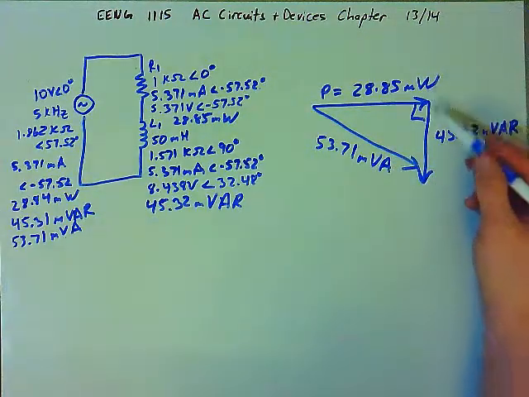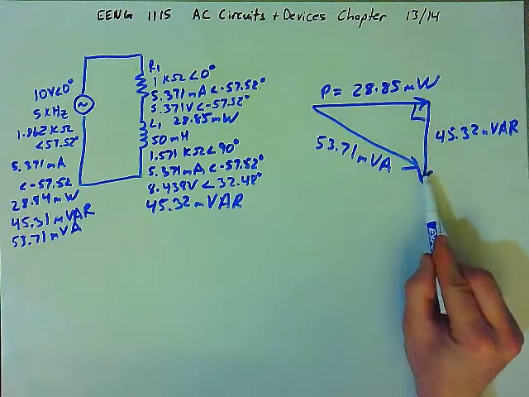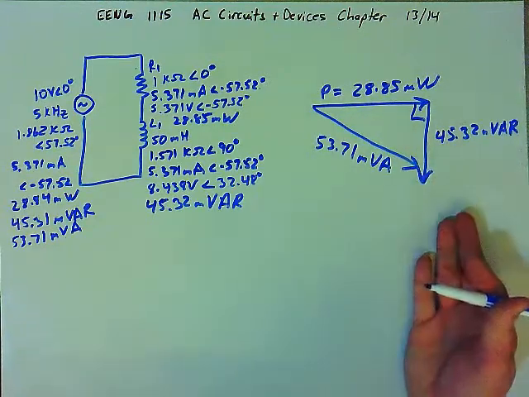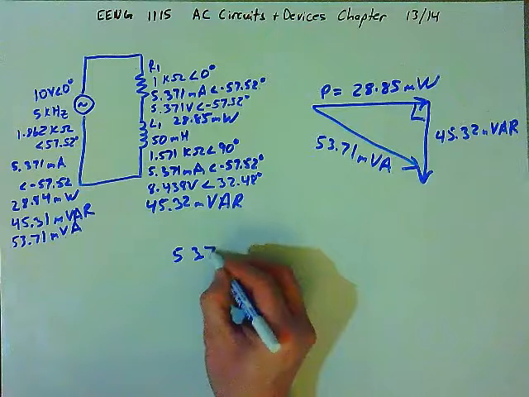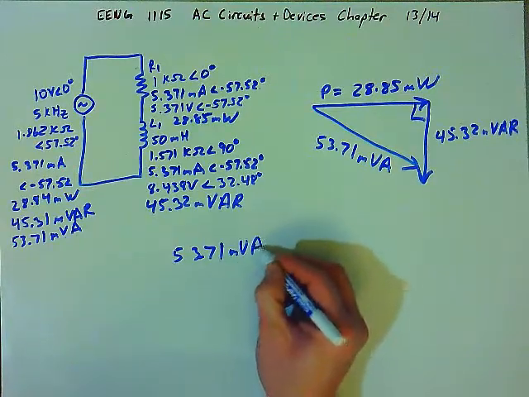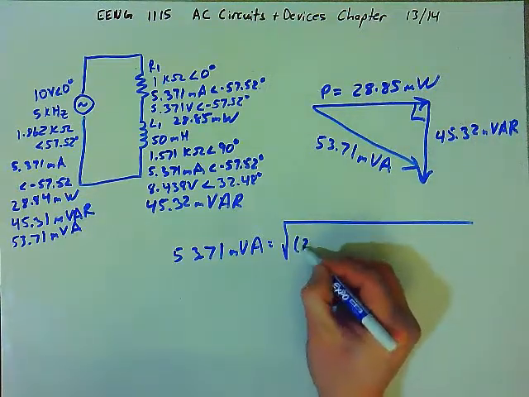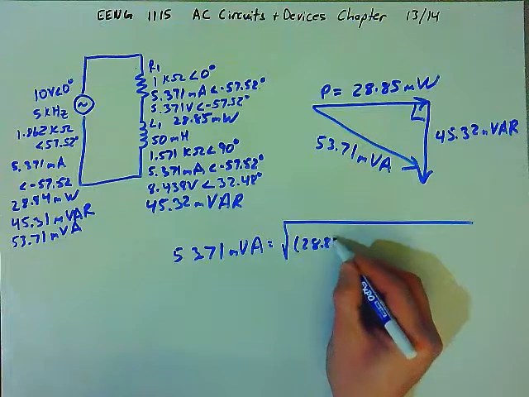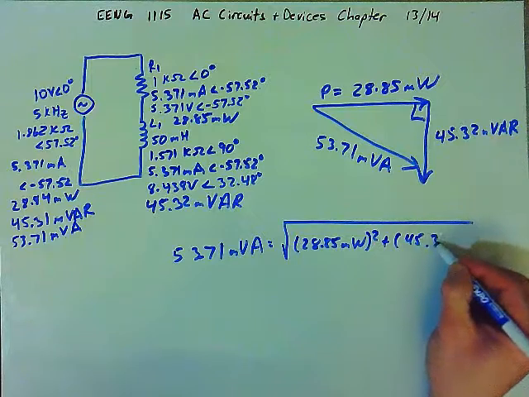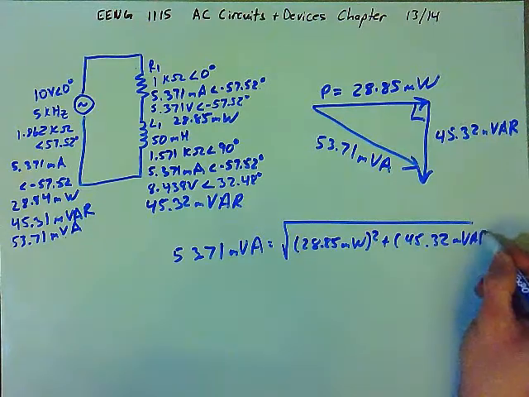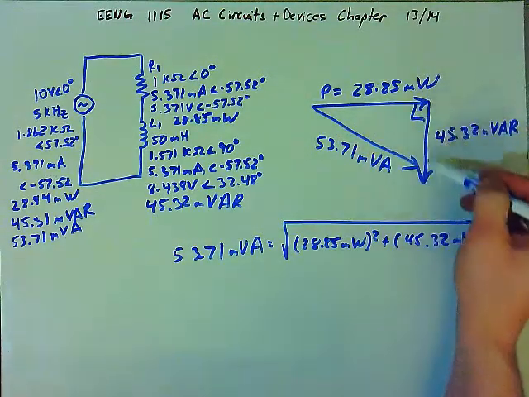So the var is the y component, the true power is the x component, and the volt amps is the hypotenuse. And so for any right triangle, we can say that the hypotenuse should be equal to the square root of the sum of the square of the two legs. So the square root of 28.85 milliwatts squared plus 45.32 millivars squared. This is how we can check our answer. We're actually adding these two vectors together.